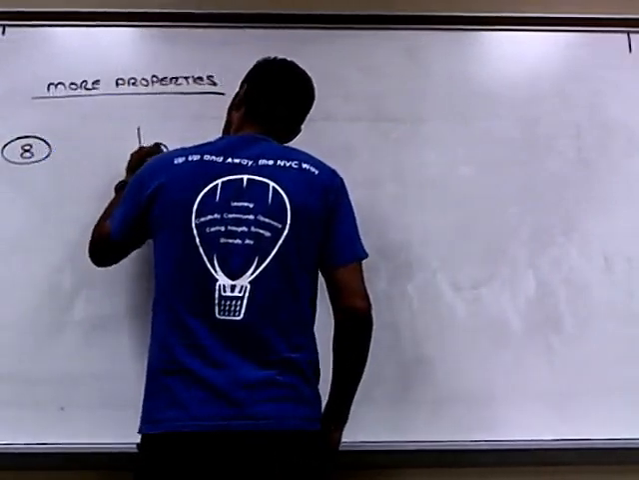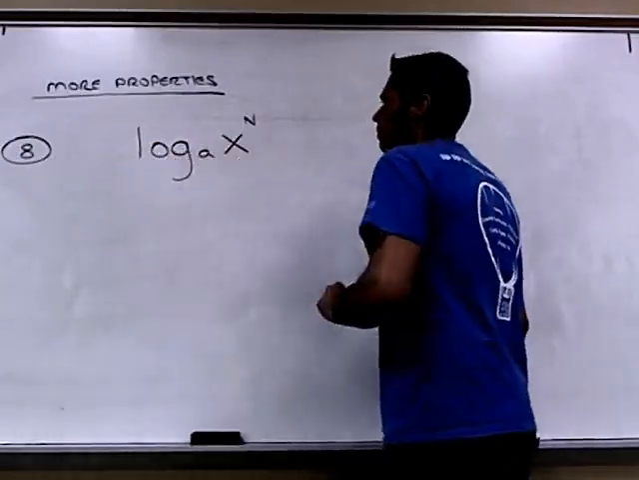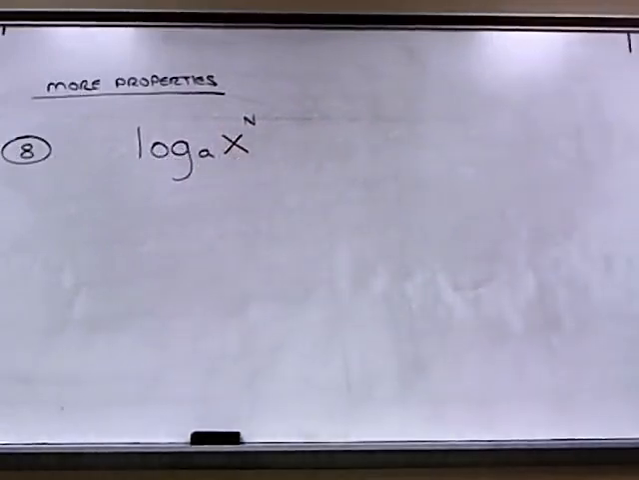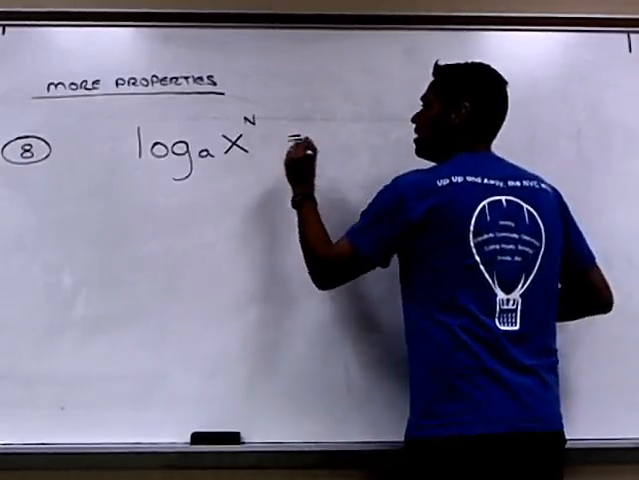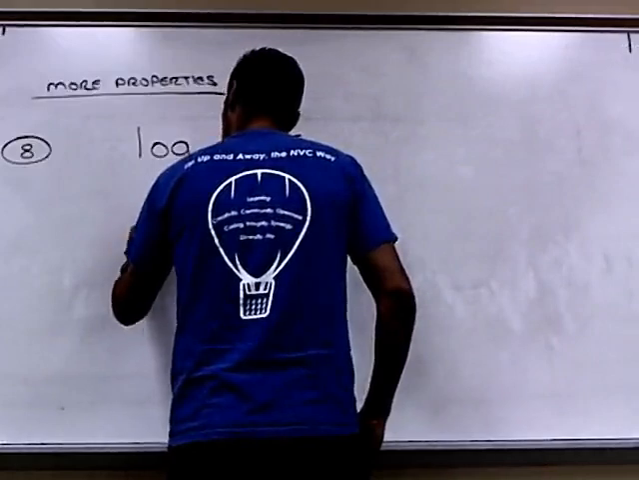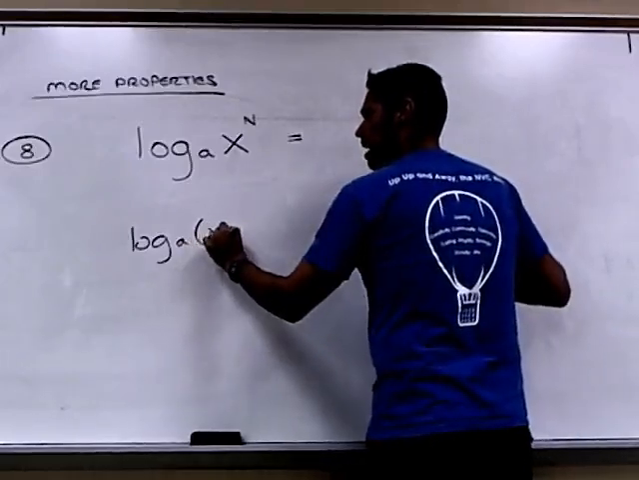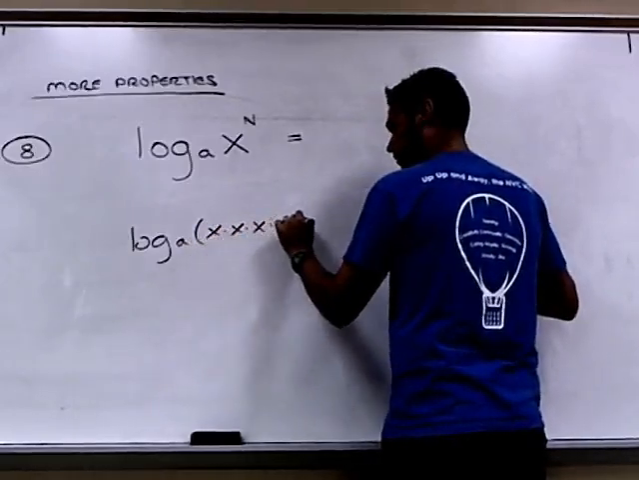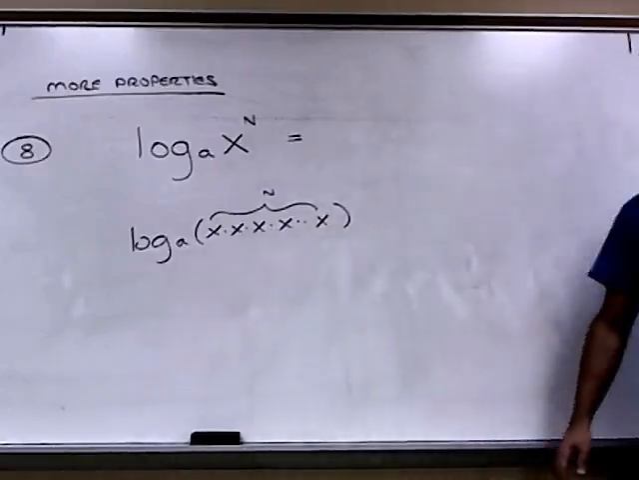If you have log base A of x to the n, what's that going to be? Let me show you down here where it comes from. What does x to the n mean? X times x times x. How many of them? N of them, right? Isn't that what that means?